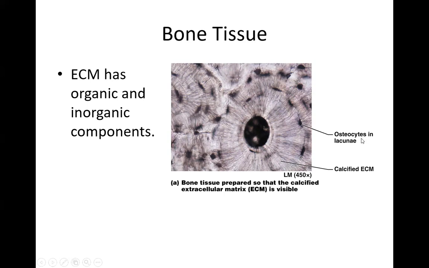There are osteocytes in the lacunae, and there is a calcified extracellular matrix. So this here shows us bone tissue that is prepared so that the calcified extracellular matrix is visible. This bone tissue is important because it not only provides tensile strength and protection of the viscera, these really soft, important organs, your heart, your brain, but bone is also important for mineral homeostasis.